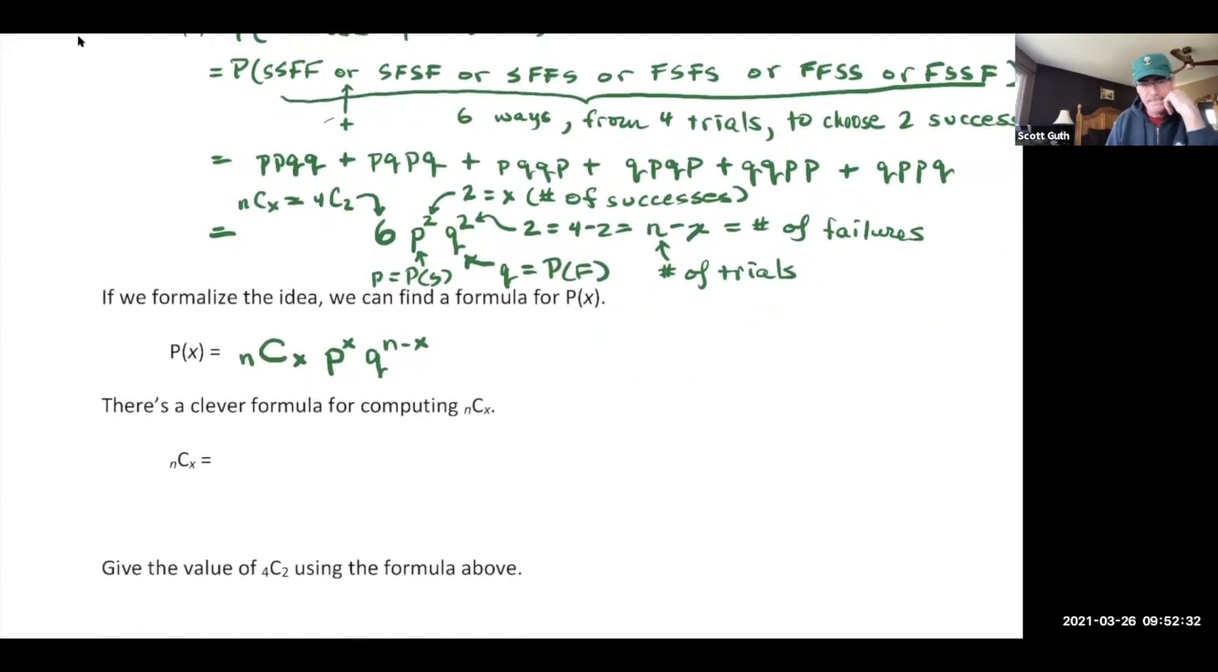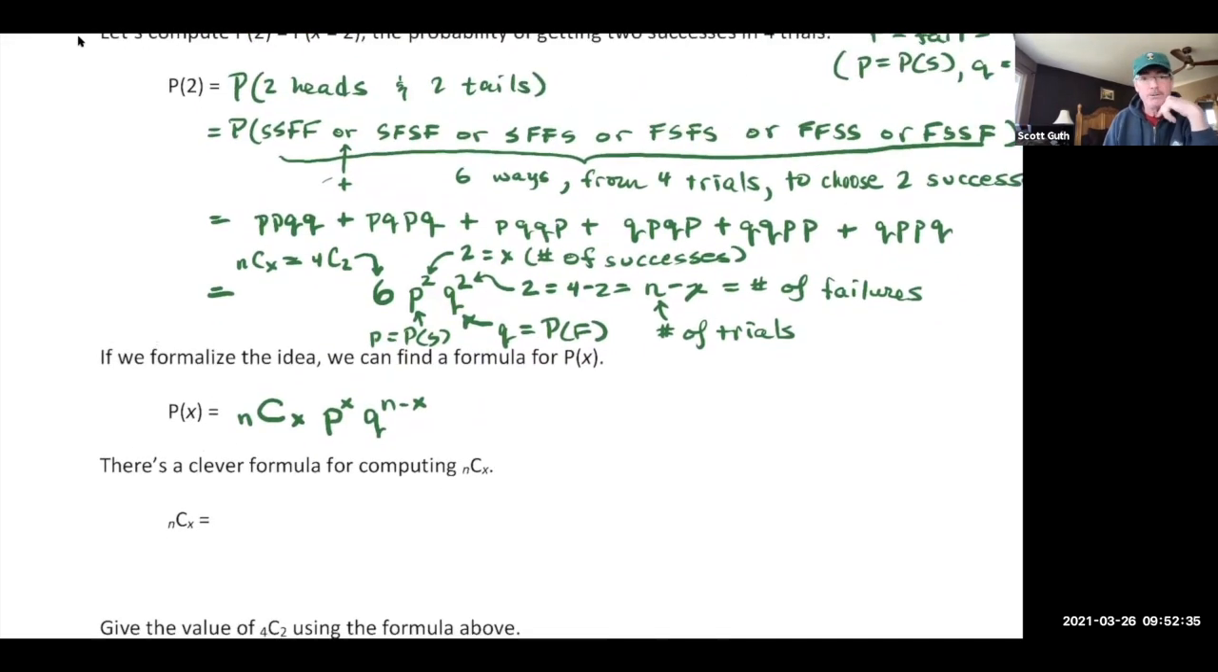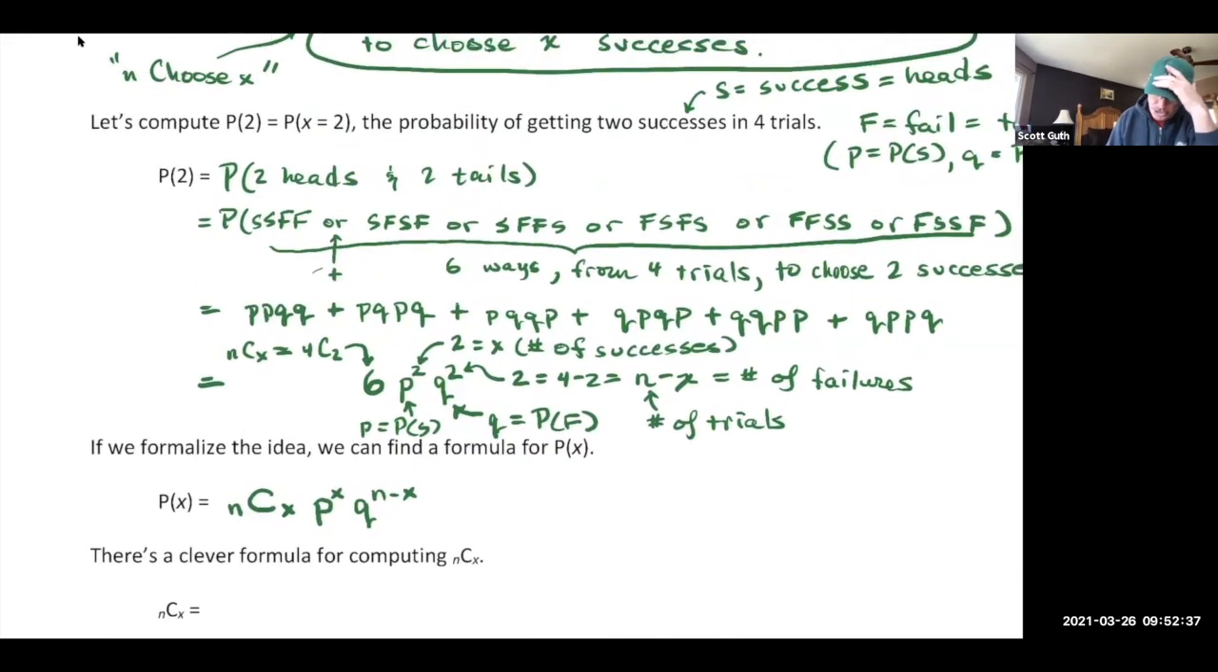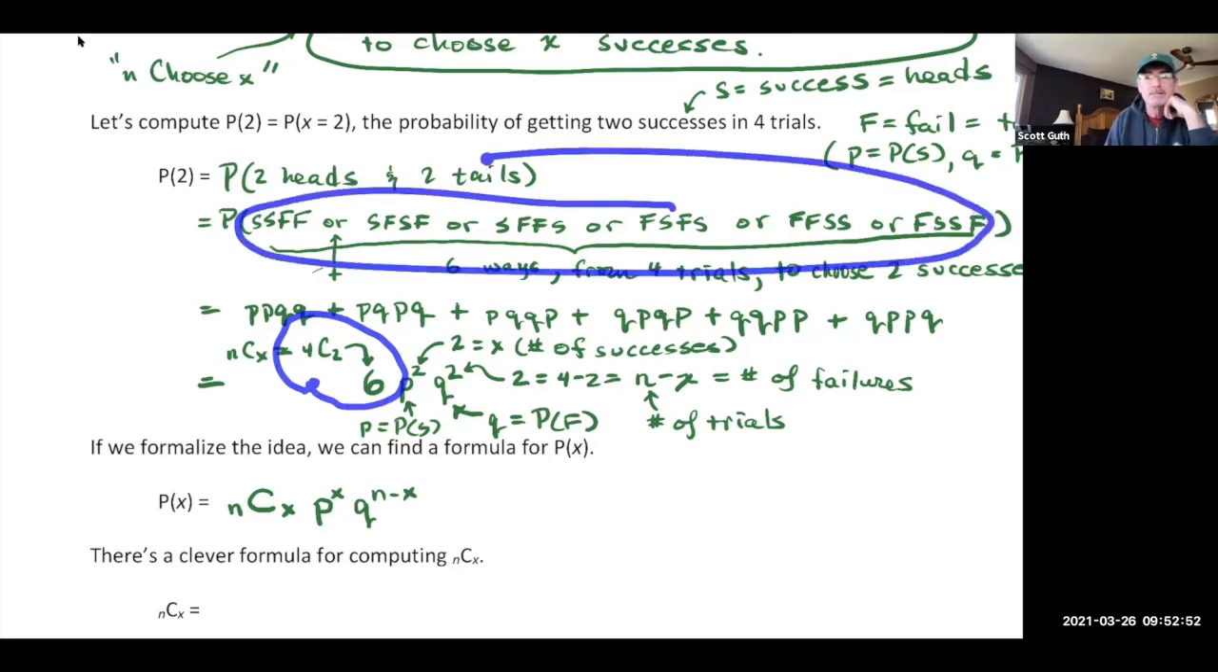NCX is the only tricky part. When we learned that 4 choose 2, let me highlight here, we learned that 4 choose 2 is 6. That is to say, from 4 trials, how many ways are there to get 2 successes? The answer was 6. How did we get that? By listing all 6 ways.